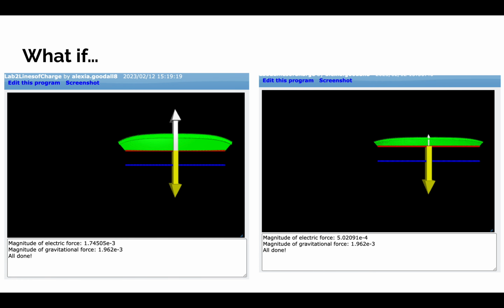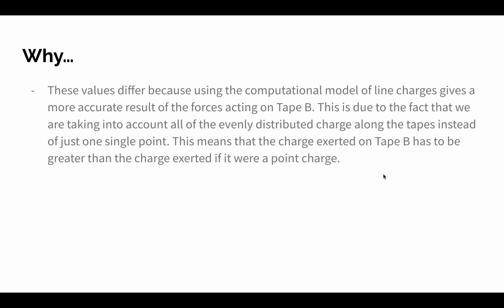What if you had modeled each of your tapes as a single point charge, like in the previous lab? When I placed in my previous Q of Lab 1, which was 1.4 e to the negative 8 C, there was a significant difference between the magnitude of the electric force and the gravitational force, indicating some source of error, since these two forces are supposed to cancel out. So why is this the case?